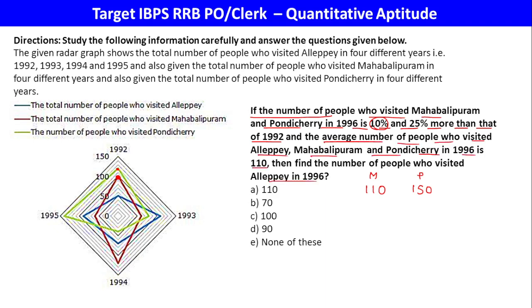They are asking how many people visited LFP. Already 110, no change there. Here there is 40 extra, so from 110 subtract 40, which gives 70. 70 is my final answer. Option B is the correct answer for this question. I just used the average deviation method. Right, yes. Next question.